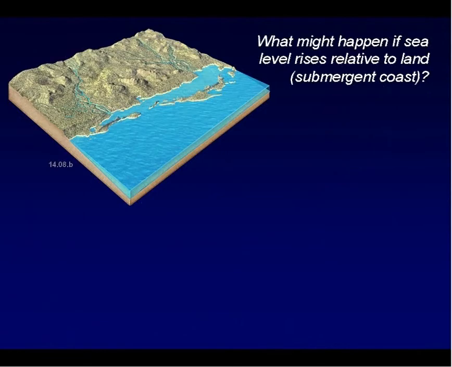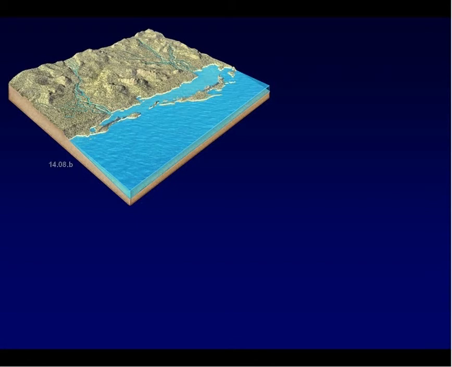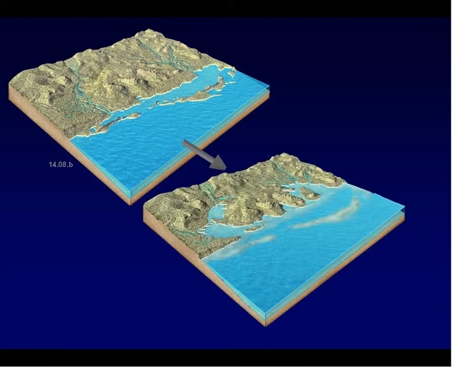Okay, so let's move along, continuing to talk about the effects of sea level rising and lowering. The first of these is to think about what happens if sea level rises relative to the land, producing what's known as a submergent coast. It's being submerged by water, and we move from our coast here to one which has been inundated with water, and we immediately see some features such as these rivers here, which have become flooded river valleys.